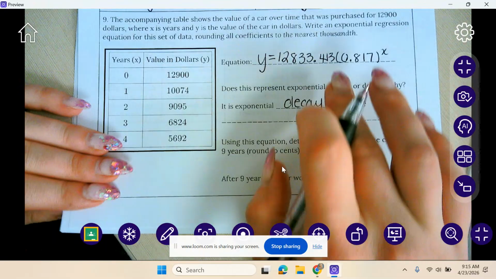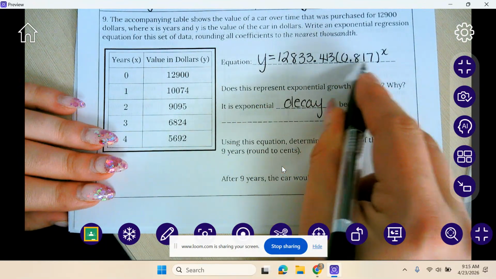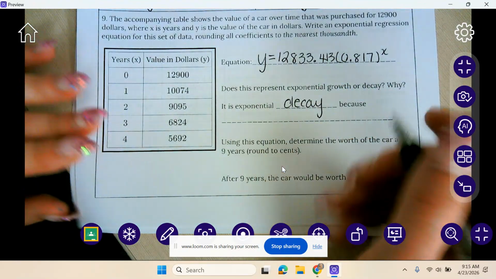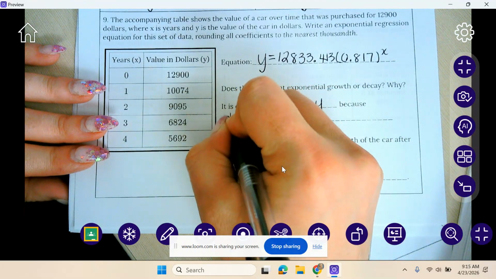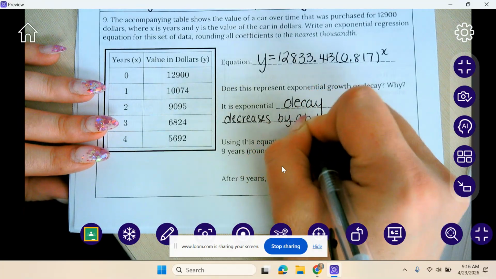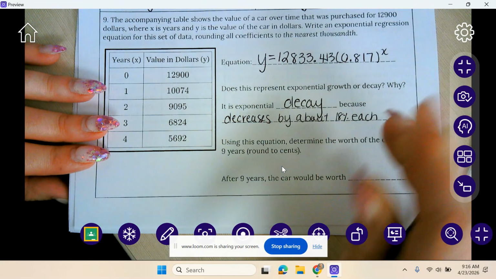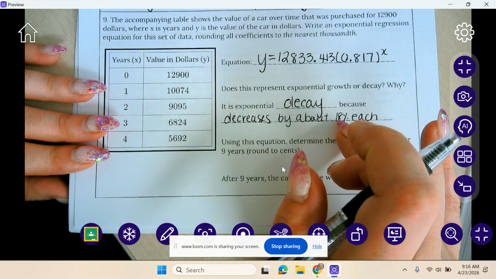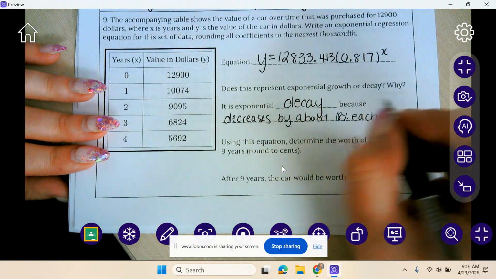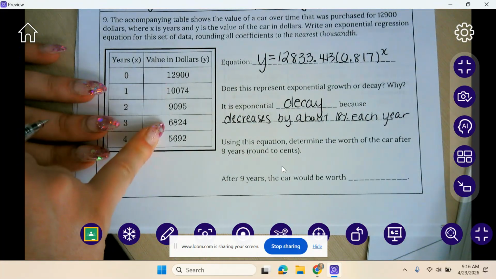Yeah, so we know for 2 reasons. One, so we have 81.7 remaining value. So that's about 82%. So it decreases by about 18% each year. And that's just rounding. It's going to be 18.3, I think. So it decreases by about 18.3% each year. Another way we can see is the Y value is decreasing.